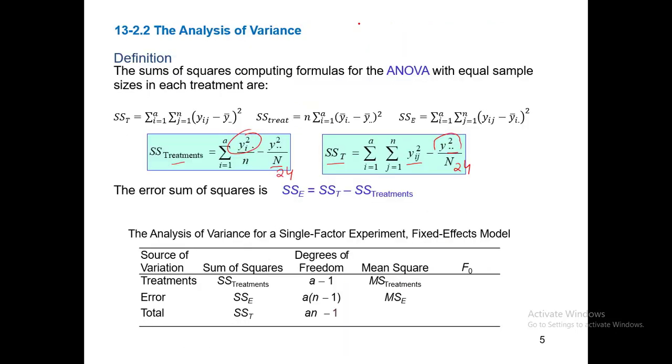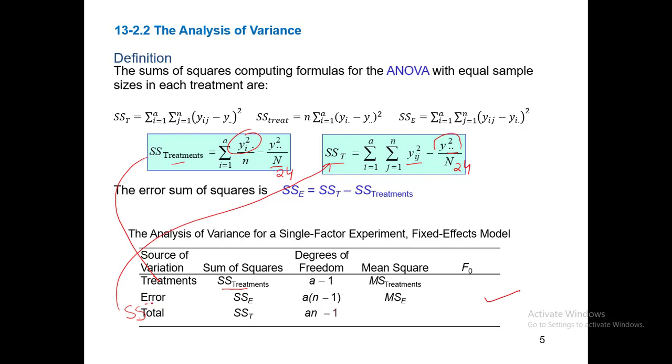Why are we doing these calculations? Because we have to make this ANOVA table. In this ANOVA table, we have the sum of squares of the treatment, which we will get from this formula. Then we have the total, which is basically SS total, the sum of squares of the total, and we will get it from this formula.